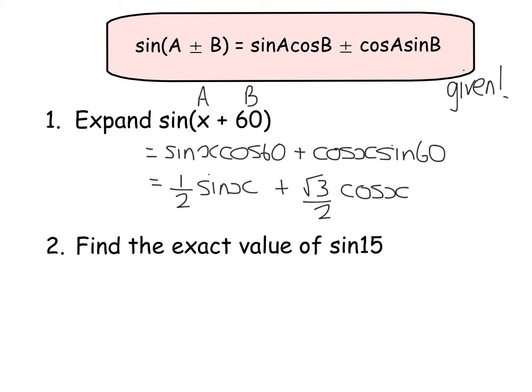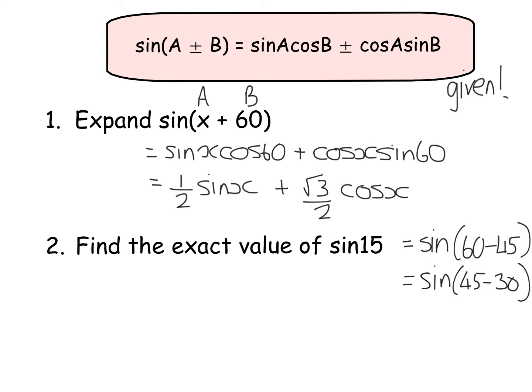Question 2 says find the exact value of sine 15. So what I need you to think of is sine 15 as either sine 60 minus 45 or sine 45 minus 30. Whichever expansion here I use will give me what sine 15 is. And because I've already used the one with the 60, I'll probably go use the one with the 45 and the 30s. So sine 15 can be written as sine 45 minus sine 30.